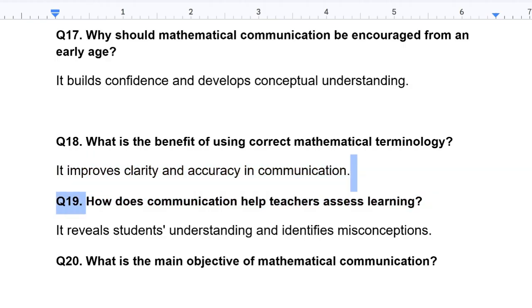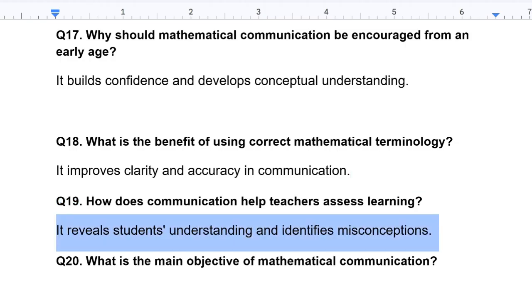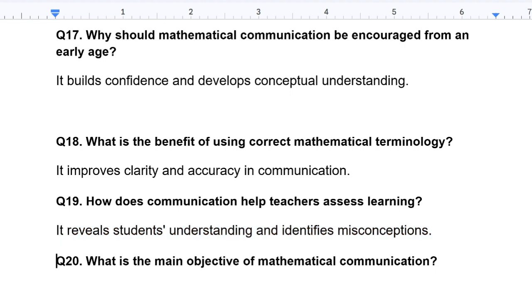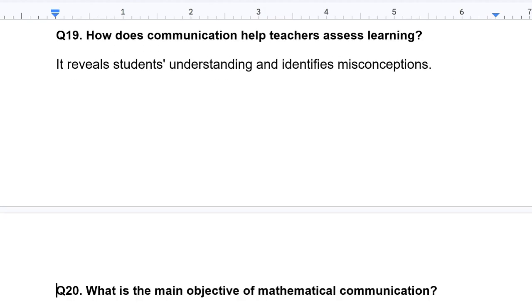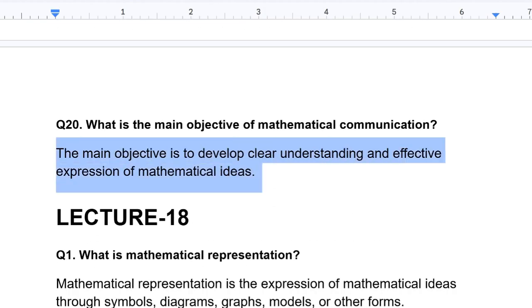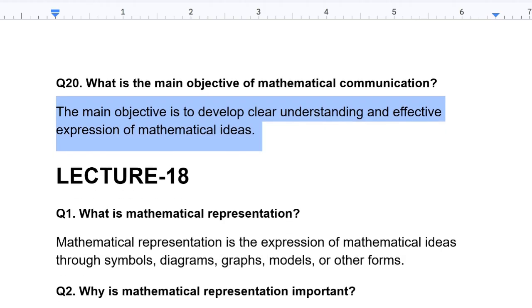How does communication help a teacher assist learning? It reveals students' understanding and identifies misconceptions. What is the main objective of mathematical communication? The main objective is to develop clear understanding and effective expression of mathematical ideas.